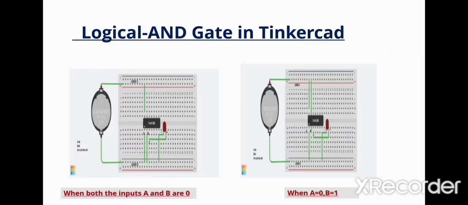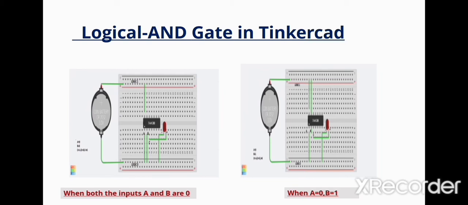Let us take an example of the AND gate in TinkerCAD. As you know, the AND gate will generate the output 1 only when both of its inputs are 1. In the first diagram, you will see both of its inputs are connected to the ground. So the AND gate will generate the output 0, so the LED will automatically be switched off.